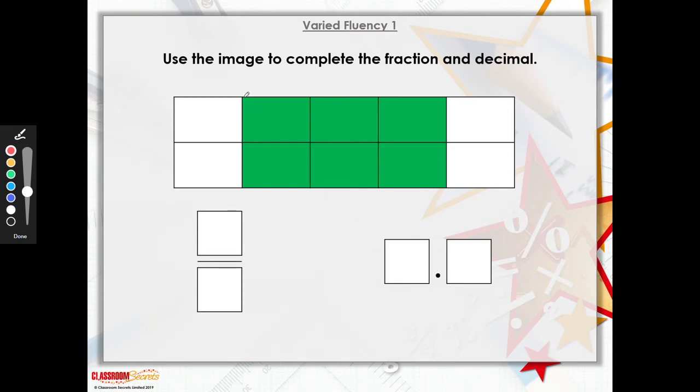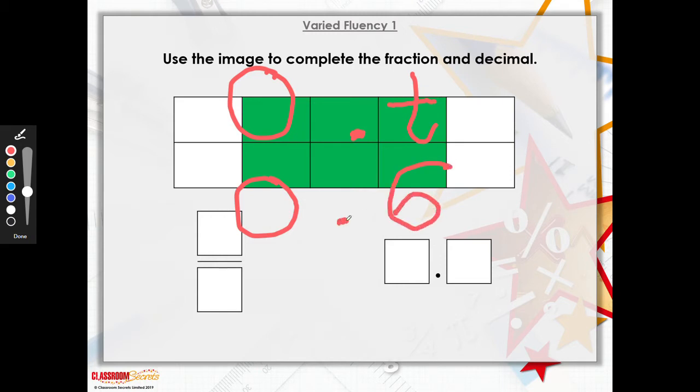But then how many tenths do I have? Well, you've just told me in the fraction here I have 6 tenths. And using place value, I know I have 0 ones. I have a decimal point column. And then I have my tenths. And how many tenths did you tell me I had? That's right. I've got 6 tenths. So I automatically know what my answer is going to be here. It's going to be 0.6.